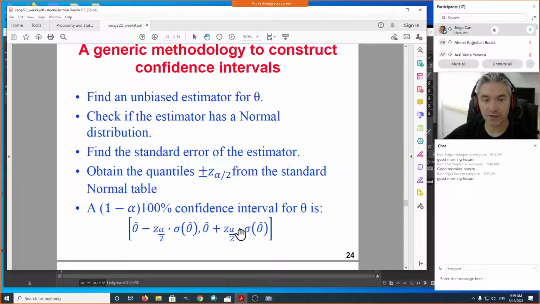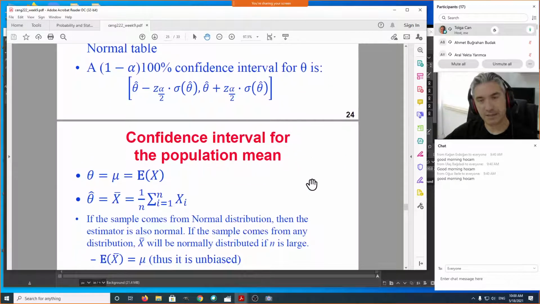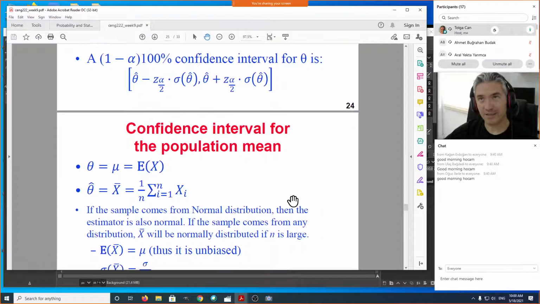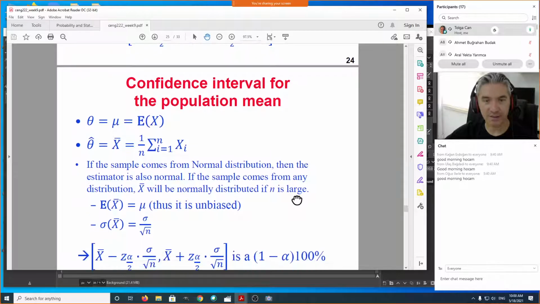So this is our margin. We go left and right with this margin amount around our estimate. This is the confidence interval. As I said earlier, it may take some time to digest all this information in a couple of weeks, but if you solve examples, I think it will be clear.